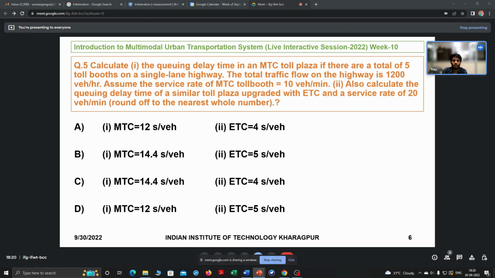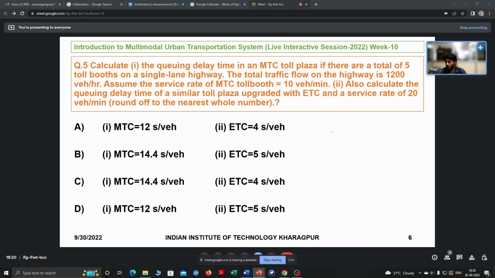The second part is, you calculate again the queuing delay time of the same toll plaza. Now you upgrade it with the electronic toll collection system. So automatically it will detect your number plate and then send you the challan, or maybe the receipt, or maybe automatically withdraw the money if it is connected to a smart card, or maybe directly from your bank account. And then your service rate is 20 vehicles per minute. So your service rate increases because it's an automatic one. So now you need to calculate what is the queuing delay time.